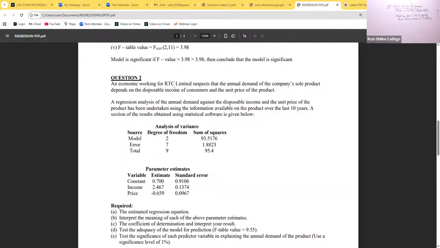An economist working for RTC Limited suspects that the annual demand of the company's sole product depends on the disposable income of consumers and the unit price of the product. A regression analysis of the annual demand against the disposable income and the unit price has been undertaken using the information available over the last 10 years. A section of the results obtained using statistical software is given below: analysis of variance, and parameter estimates. They want us, in part A, to give the estimated regression equation.